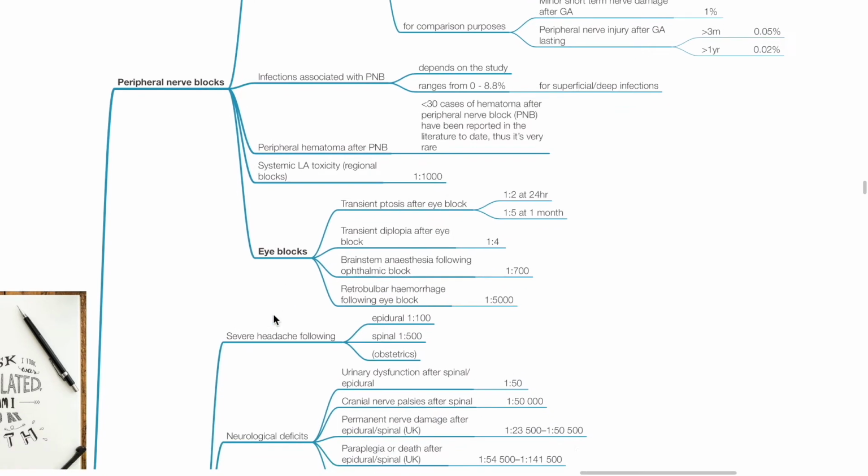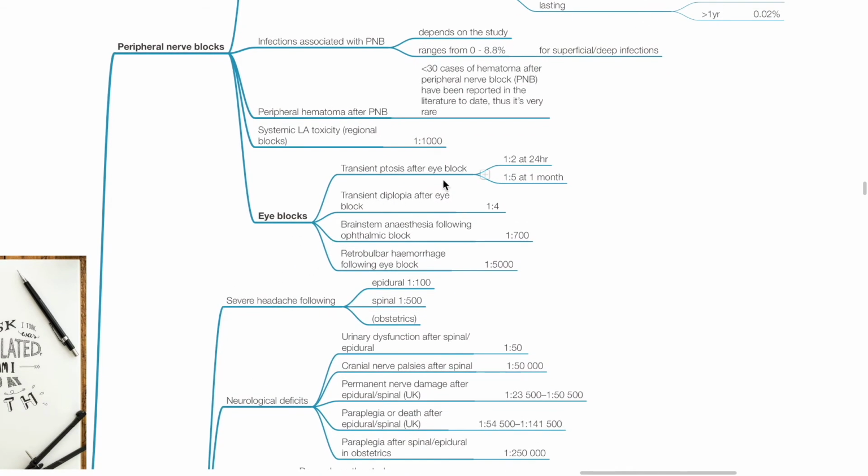For eye blocks, transient ptosis after eye block, 1 in 2 at 24 hours and 1 in 5 at 1 month. Transient diplopia after eye block, 1 in 4. Brainstem anesthesia following ophthalmic block, 1 in 700. Retrobulbar hemorrhage following eye block, 1 in 5,000.